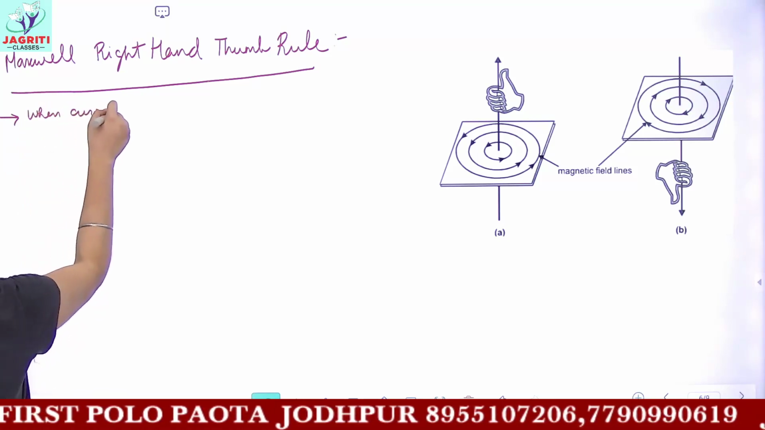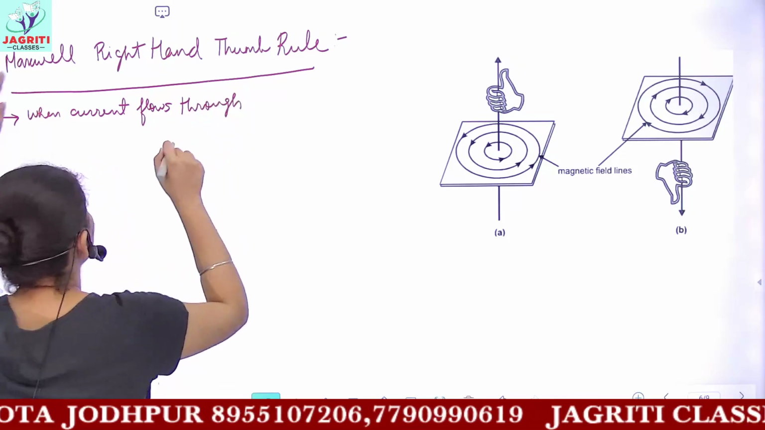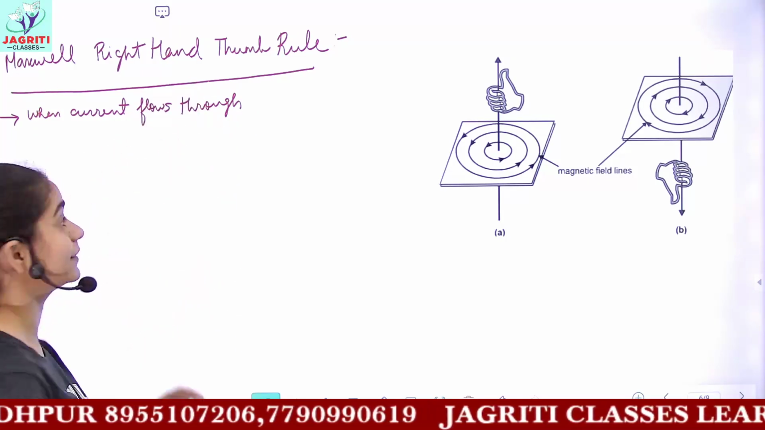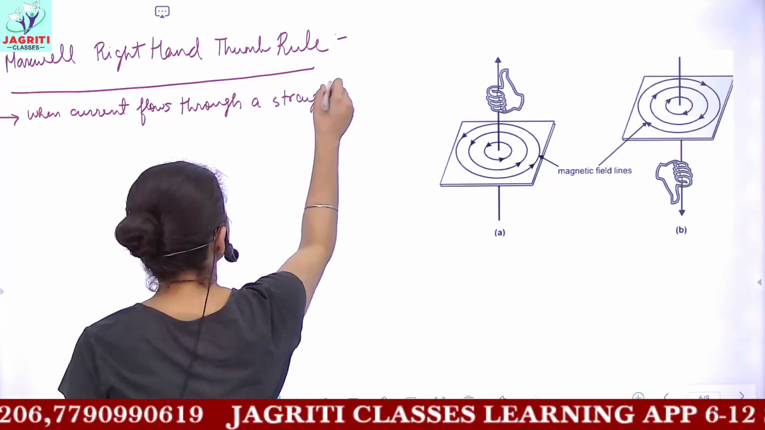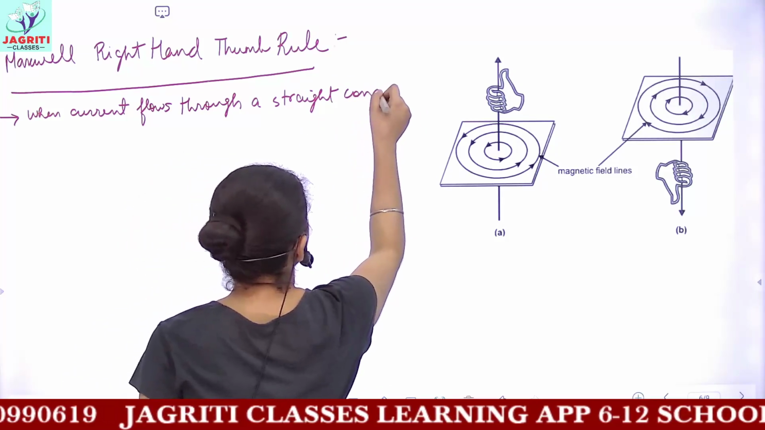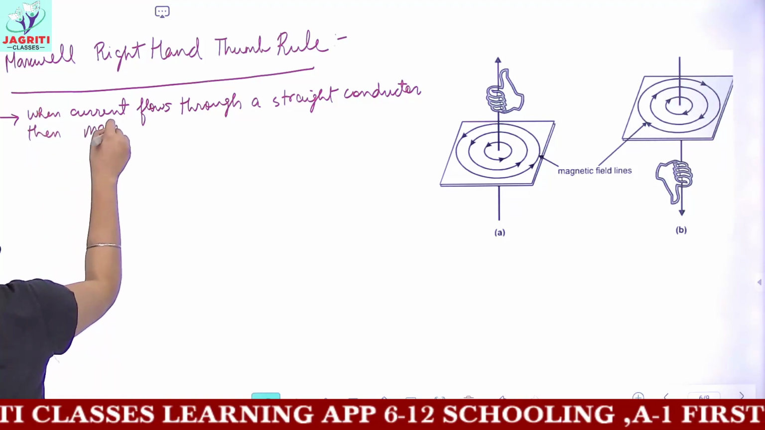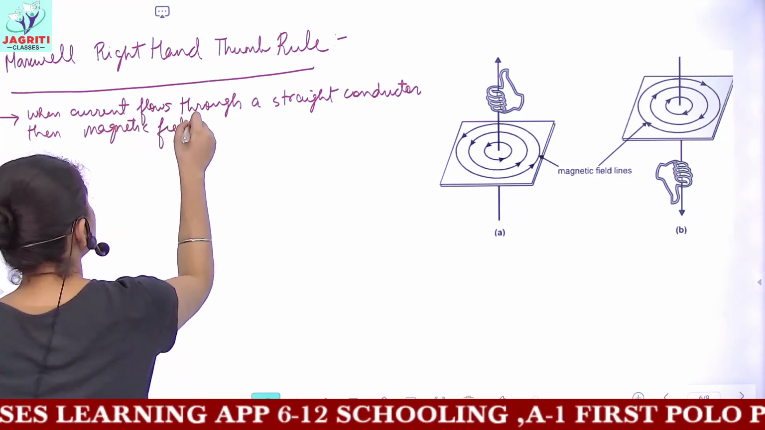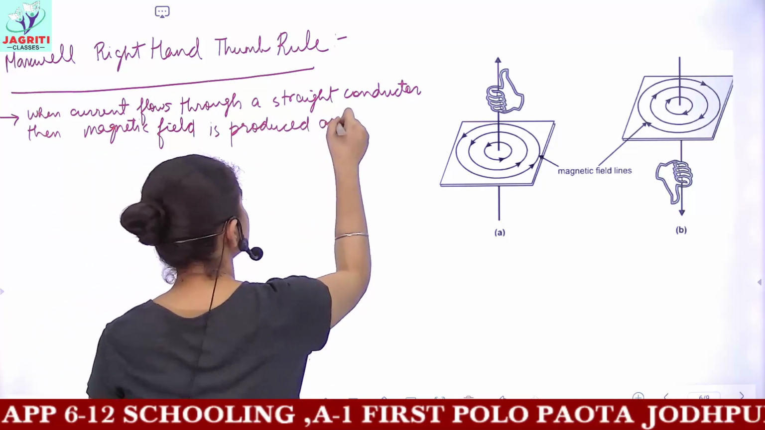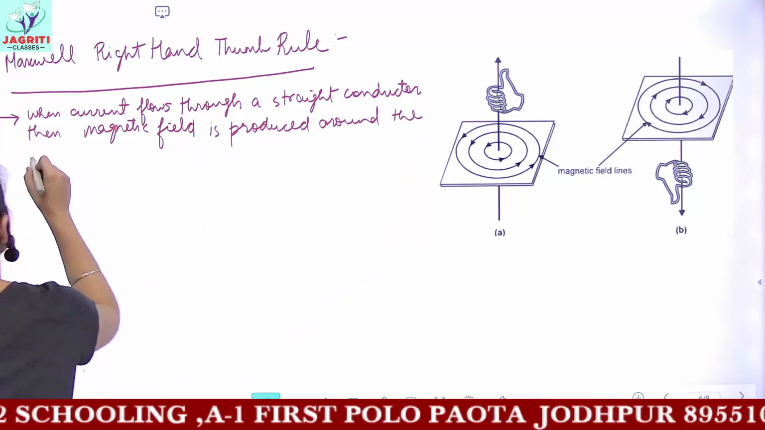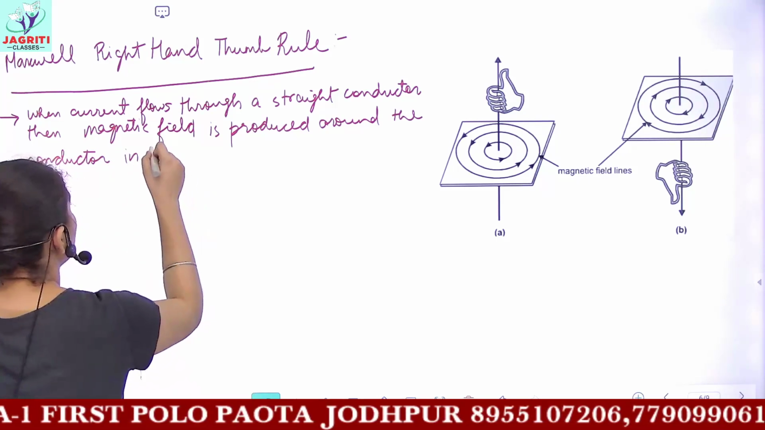when current flows through, now this we are using for a straight wire or a straight conductor, okay? When current flows through a straight conductor, then a magnetic field is produced. Magnetic field is produced around the conductor in the form of closed loops.